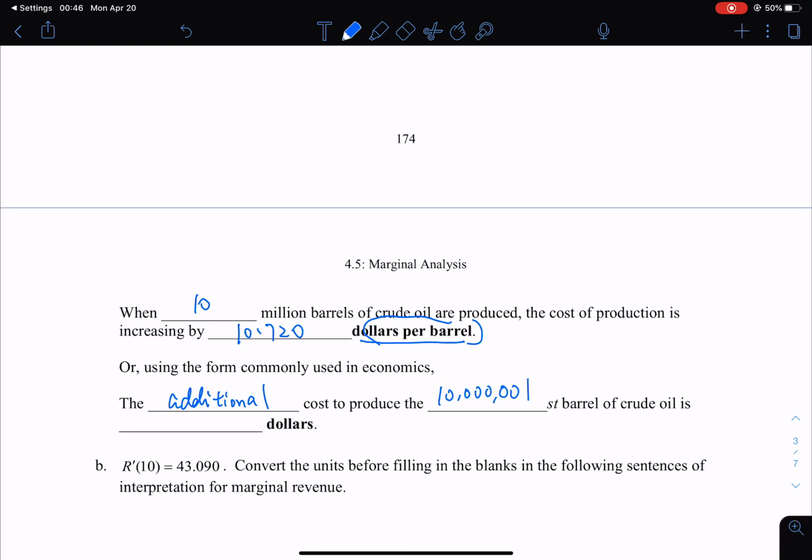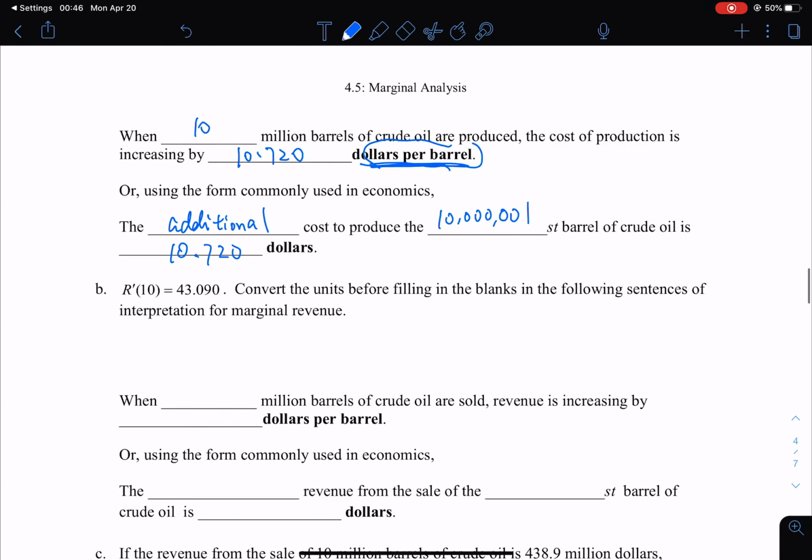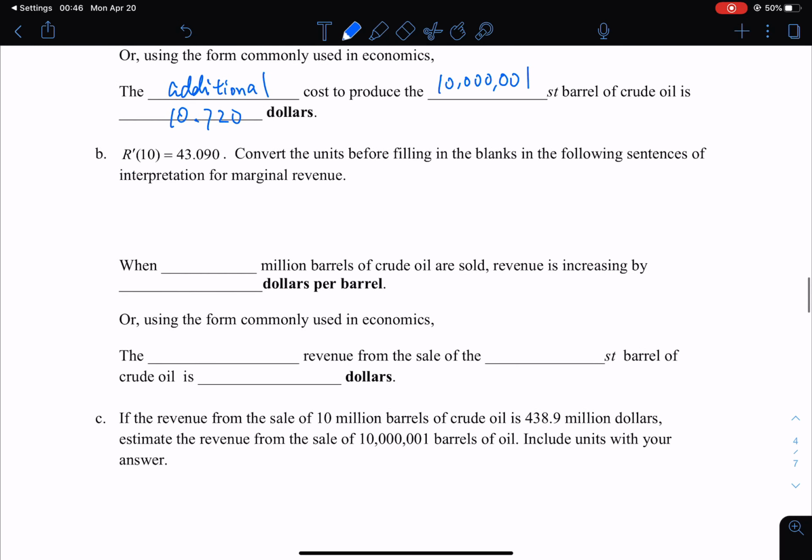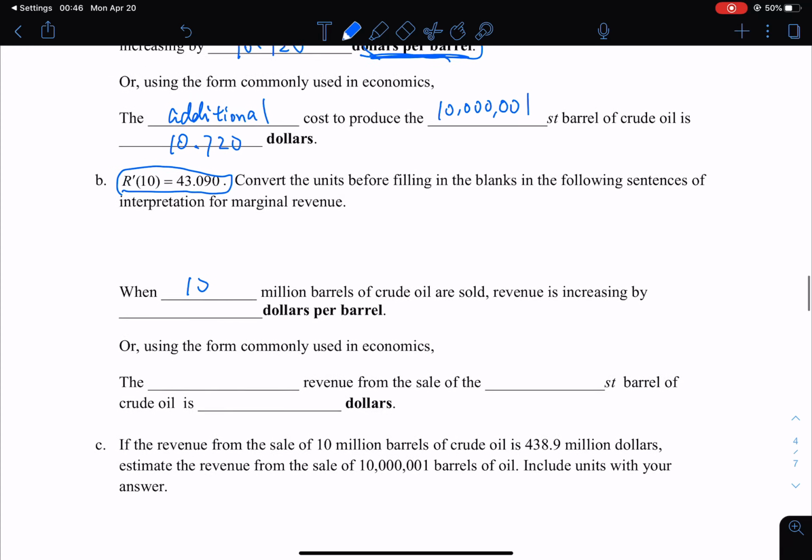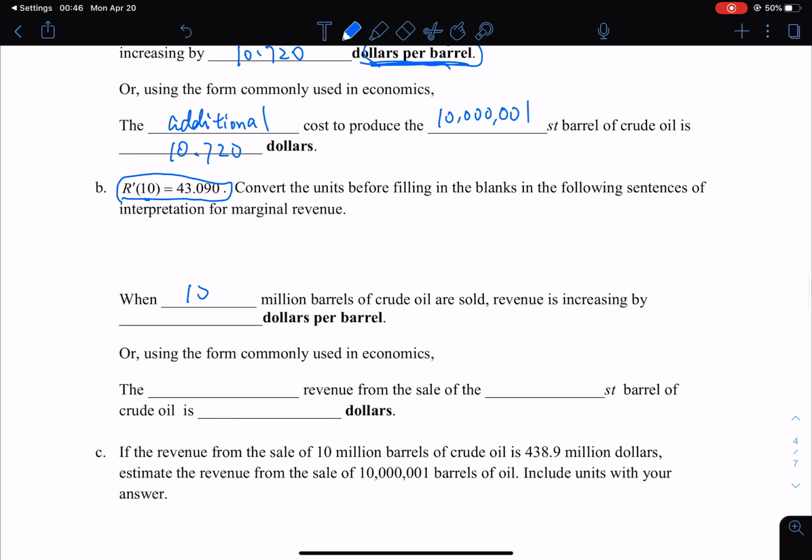And then the unit is just the dollar because it's dollars per barrel. So just 10.720. Then we do the same thing for B and C. B is the same. It's just 10 million barrels. And this time we have to use this one. And for this one, it's the same. The 10 means 10 million.